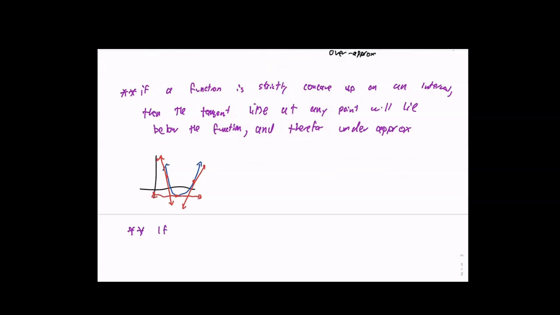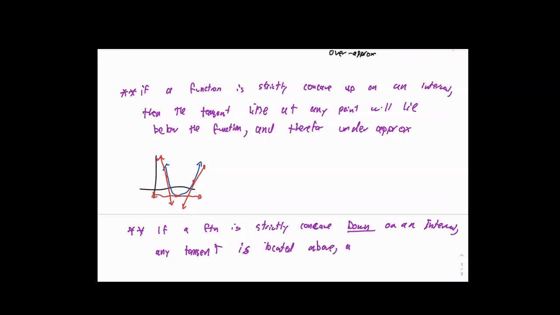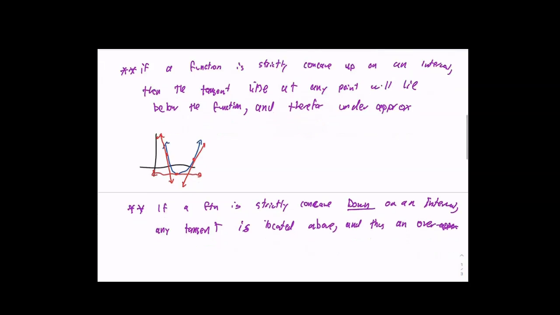Similarly, if a function is strictly concave down on an interval, any tangent is located above, and thus an over approximation.